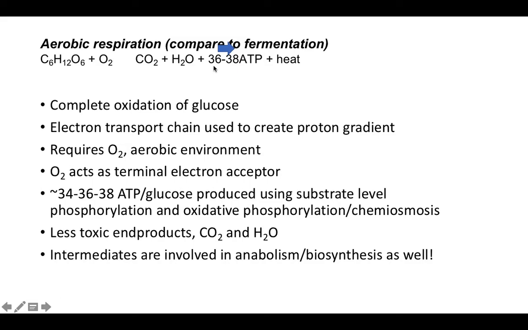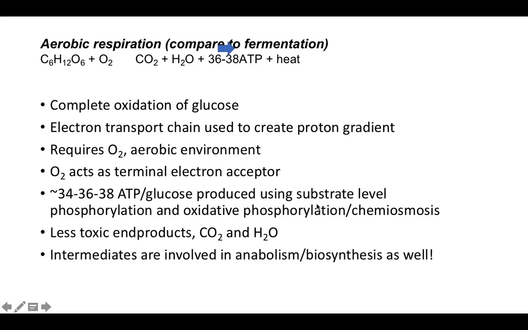And with the energy released, some of the energy, about a third of it, is harnessed to make, this is a hypothetical max, you guys, they don't think this actually happens, but we're going to use it anyway to keep our life simple. So this hypothetical max is about 36 ATP per glucose in eukaryotes and 38 ATP per glucose in prokaryotes, and then the other 2/3 is released as heat. So complete oxidation of glucose requires the electron transport chain to create the proton gradient. It requires an aerobic environment. O2 is the terminal electron acceptor.